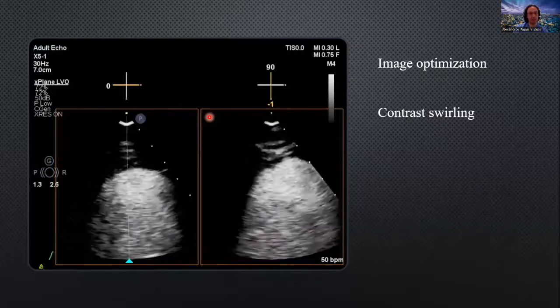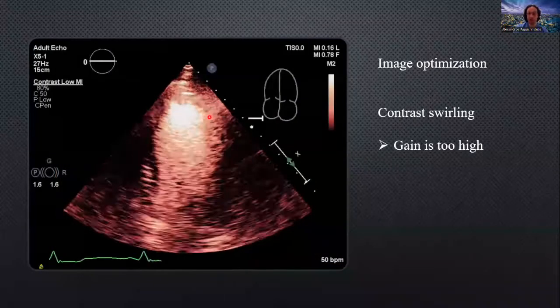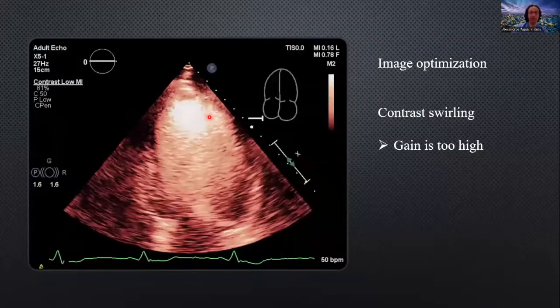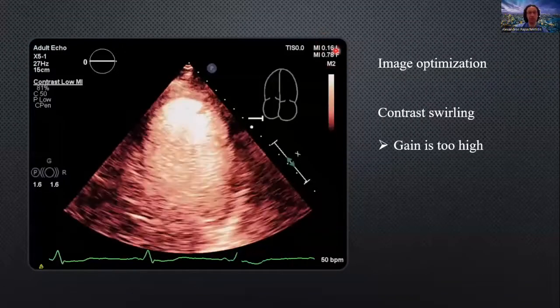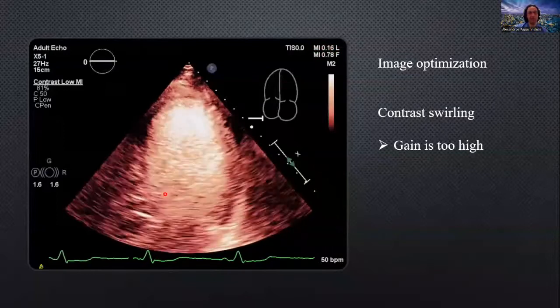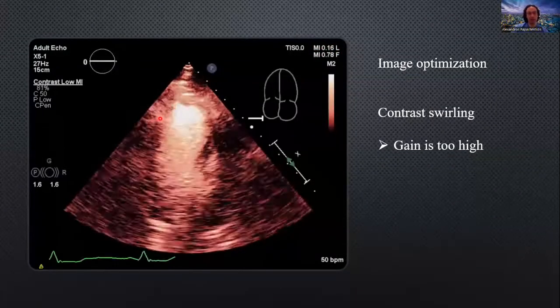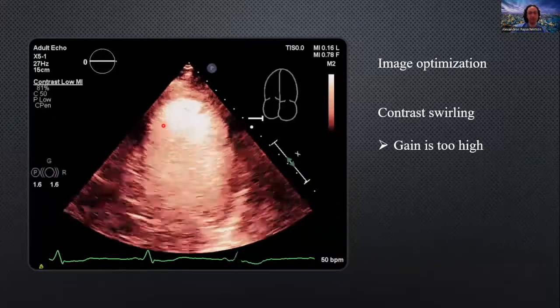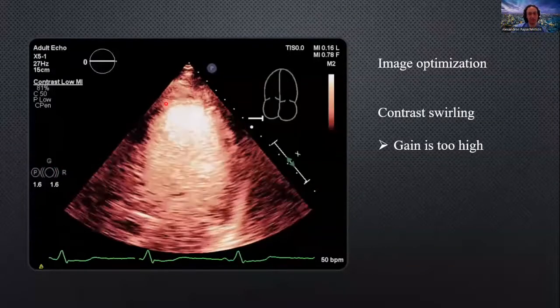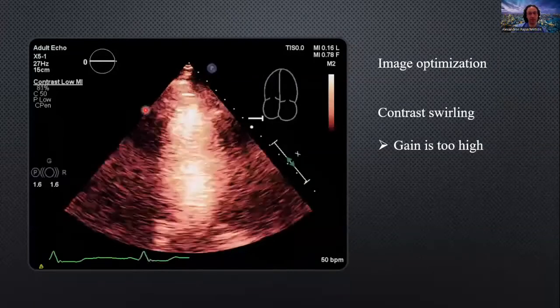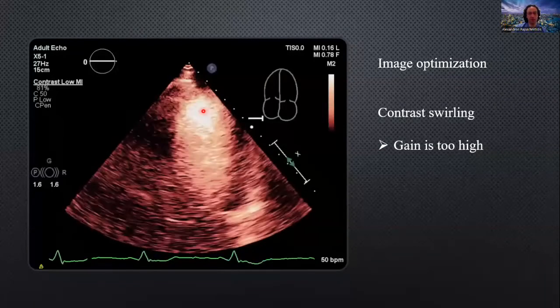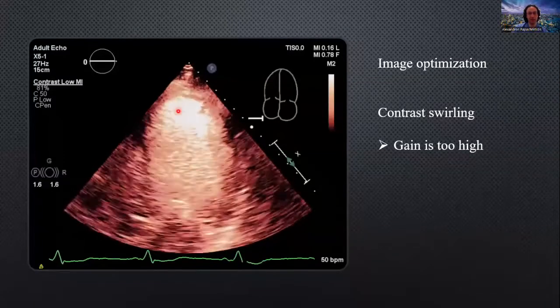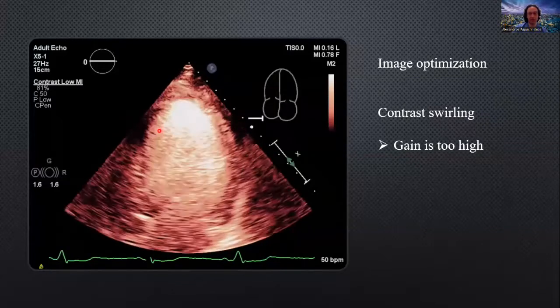And here again, it's not ideal. You can also try to drop the mechanical index to 0.16, by switching to the lower MI setting, with fundamental frequency of 5.6 megahertz. But again, you see that this is saturated, so you have a lot of noise here. There's no perfusion here, and this is all noise. And you can appreciate that the gain is too high.